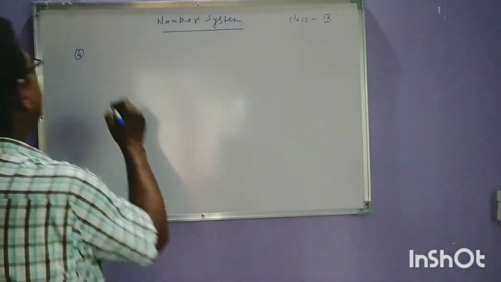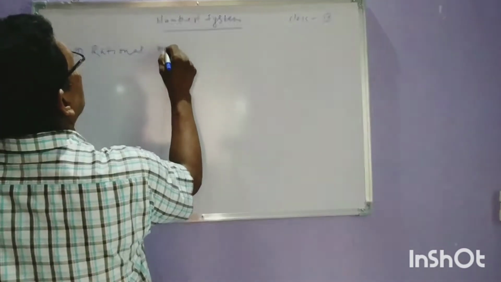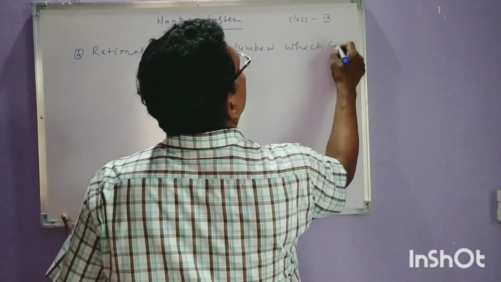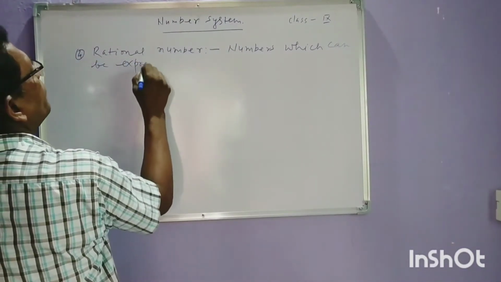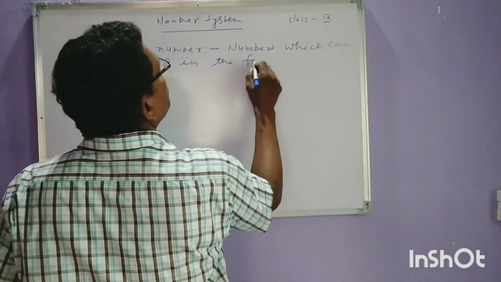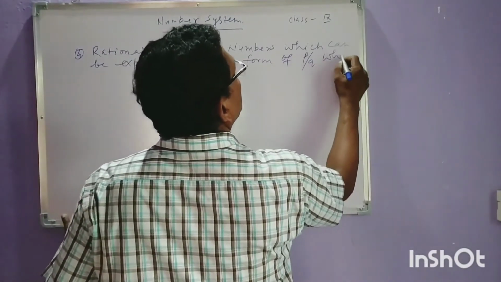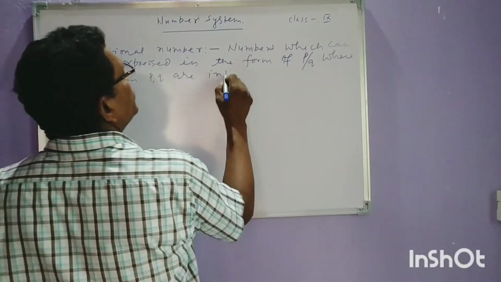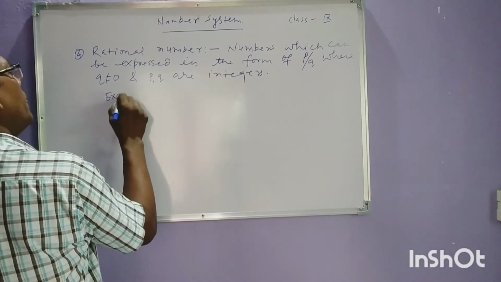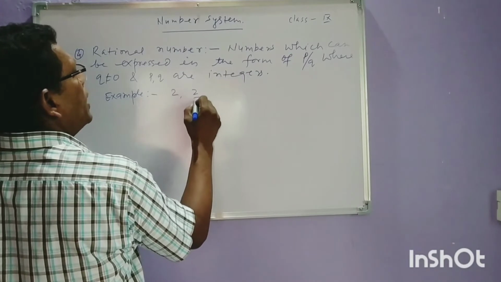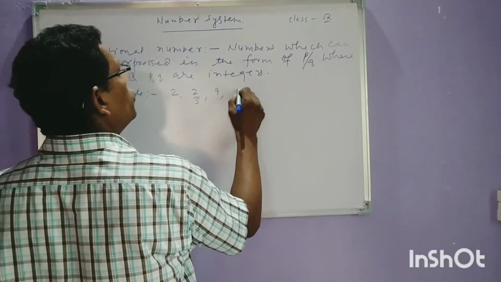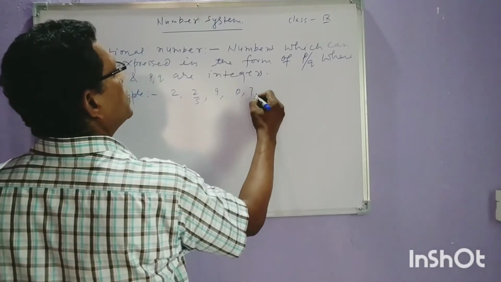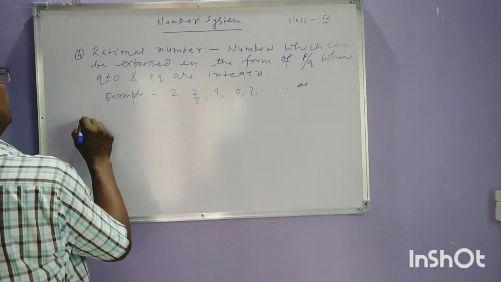Now the fourth one is rational number. Numbers which can be expressed in the form of P upon Q, where Q is not equal to 0 and P and Q are integers. Example: 2, 2 by 5, 9, 0, 7, 86.